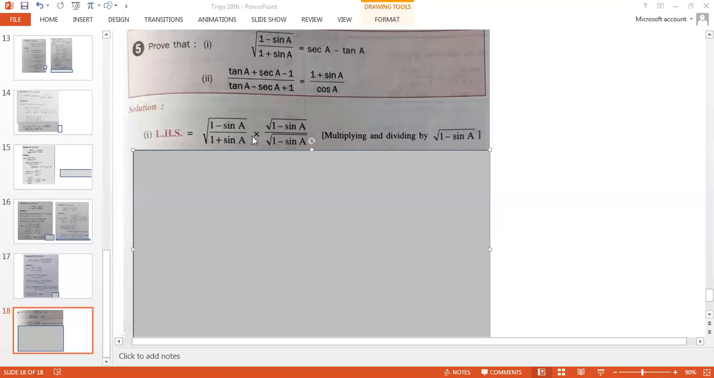Okay, now how to take that call, whether to rationalize the numerator or the denominator? For that, a few steps you'll have to think in your mind, student. Look at this. This is sec A. Sec A can be written as 1 by cos A. This is tan A. That would be sin A upon cos A. That means the denominator should be cos A.